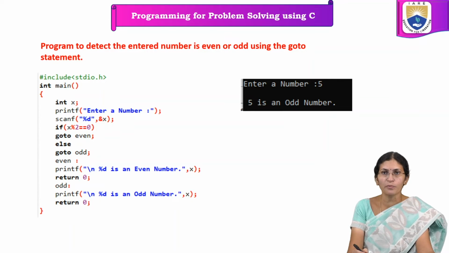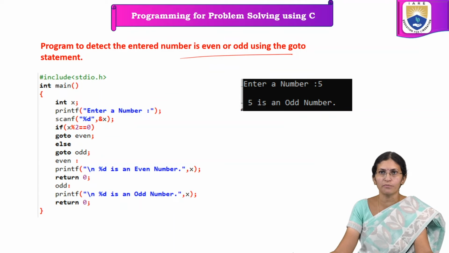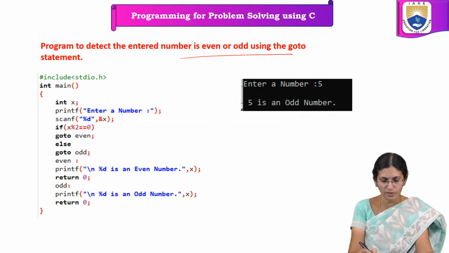In this way, we can see how a goto statement performs. Now the next program is to detect whether the entered number is even or odd using the goto statement. First we have declared an integer variable x, and this value is read from the user.